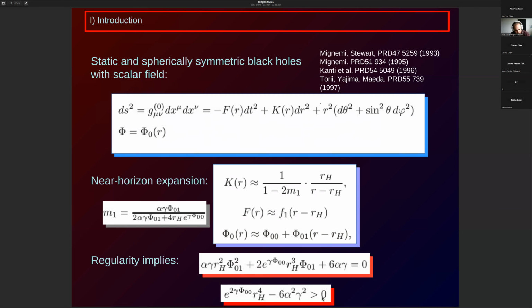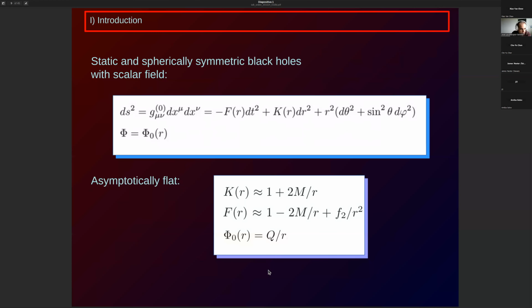So the basic idea I want to point out here is that these solutions have some kind of bound, where when you saturate this bound, the solution becomes not regular. You cannot satisfy the regularity condition. And beyond that, there are no regular black holes. Okay. At infinity, you can also do some analytical study.